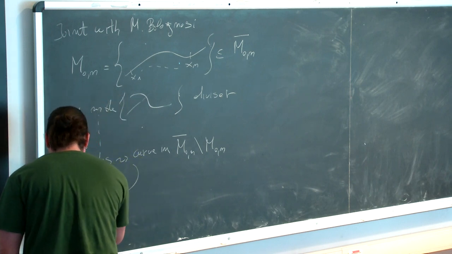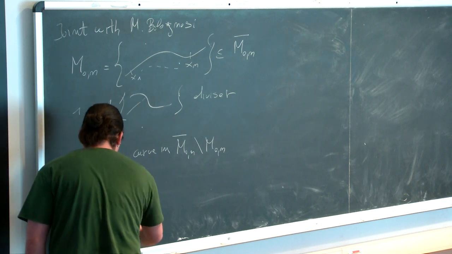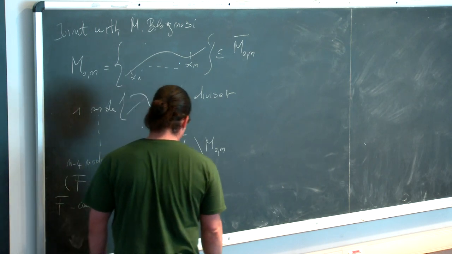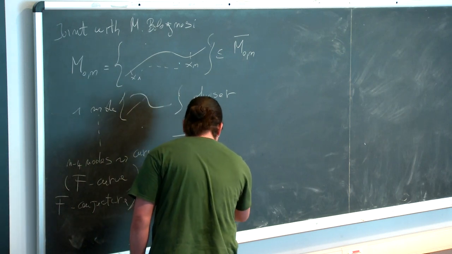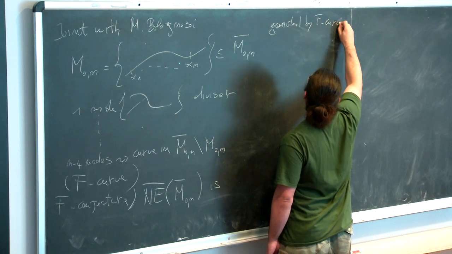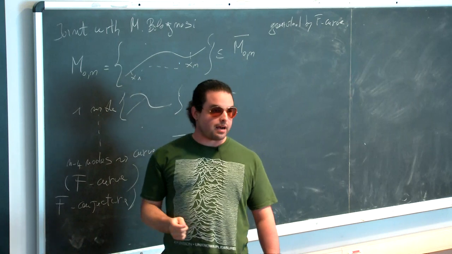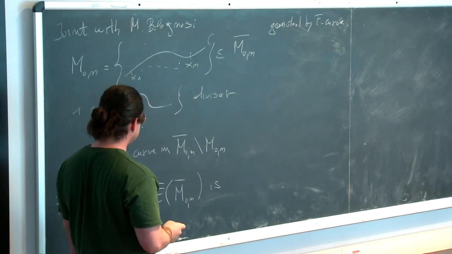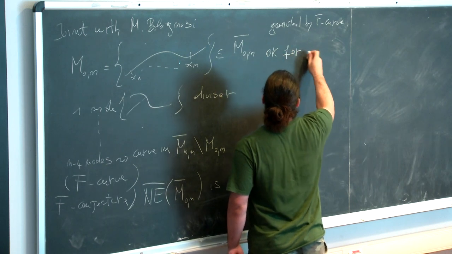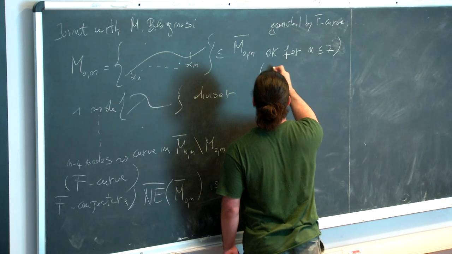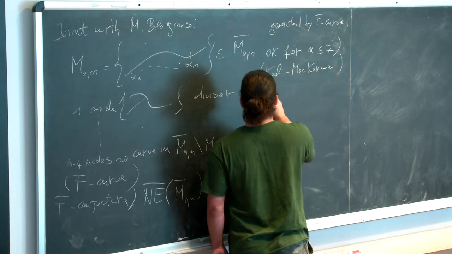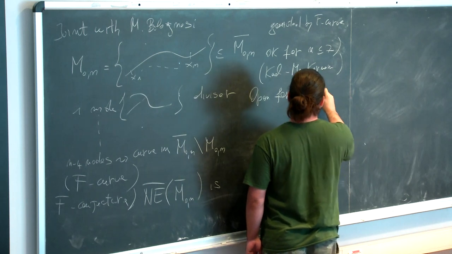And the F conjecture says that the Mori cone, so the cone of effective one cycles in M0,n bar, is generated by F curves. So that any effective curve in M0,n bar is a linear combination with positive coefficients of F curves. This conjecture is known to be true for n less or equal than 7, due mainly to Keel and McKernan, and is open for n greater or equal than 8. Okay?